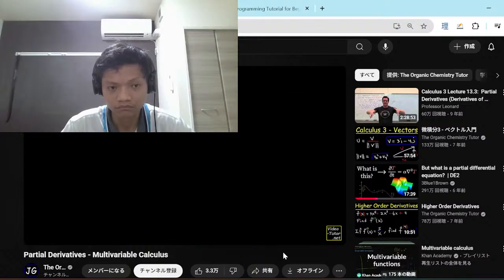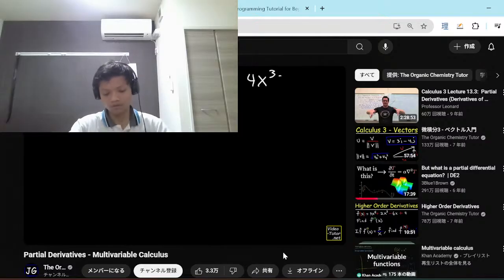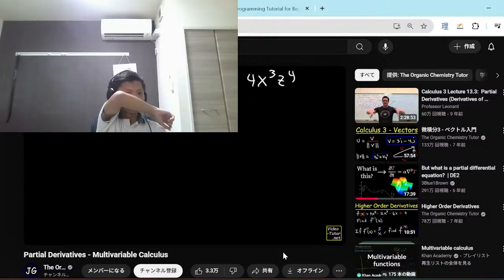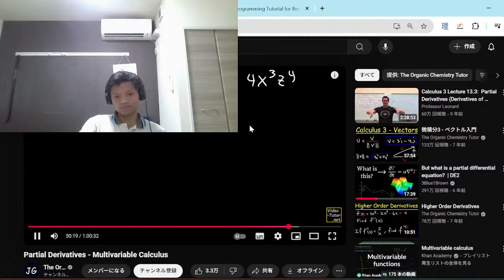Here's another problem. Let's say f is equal to x cubed y to the fourth plus z squared x cubed y plus 4x cubed z to the fourth. So this time we're going to find a mixed partial derivative, but a third derivative instead of a second order derivative. So let's find the mixed third order derivative, let's say fxyz.